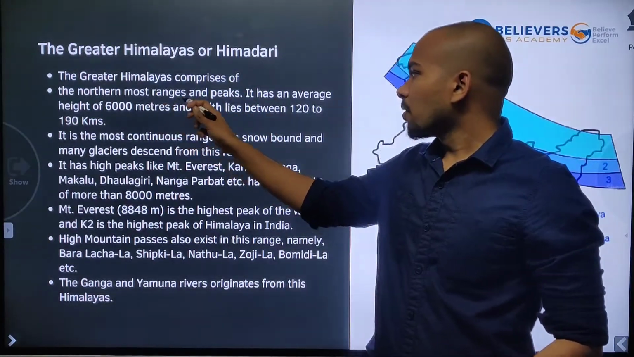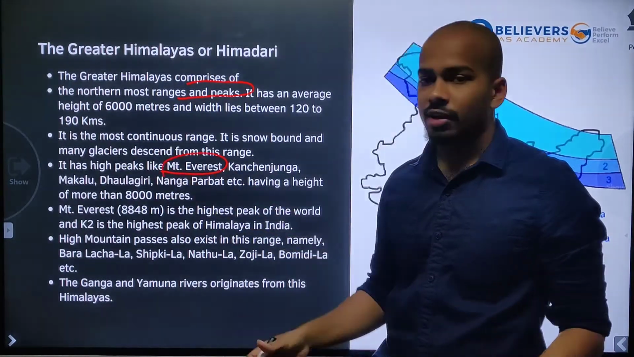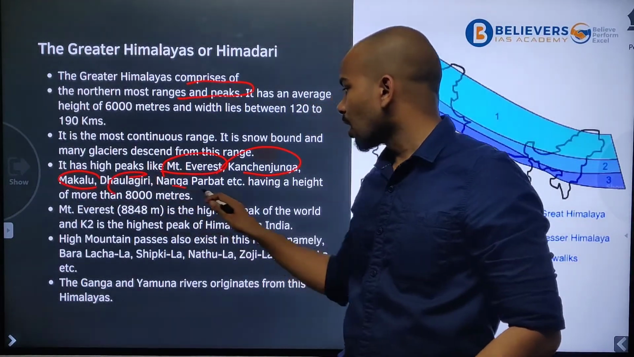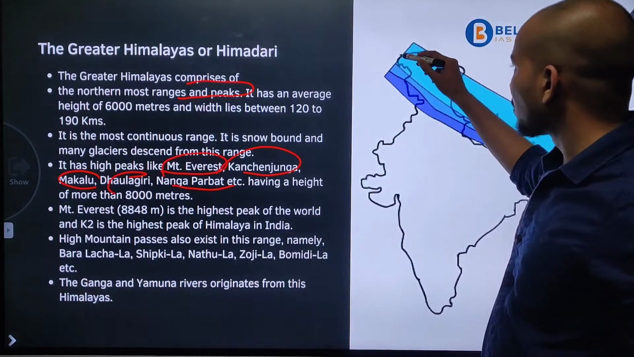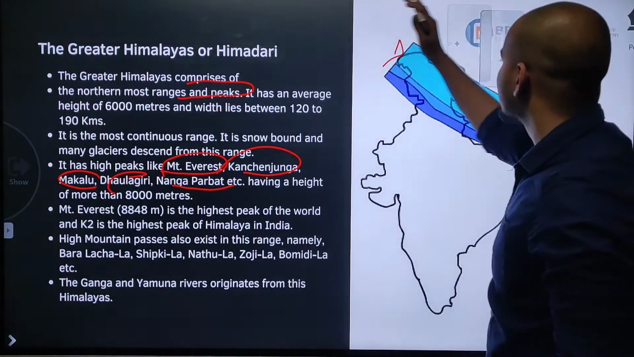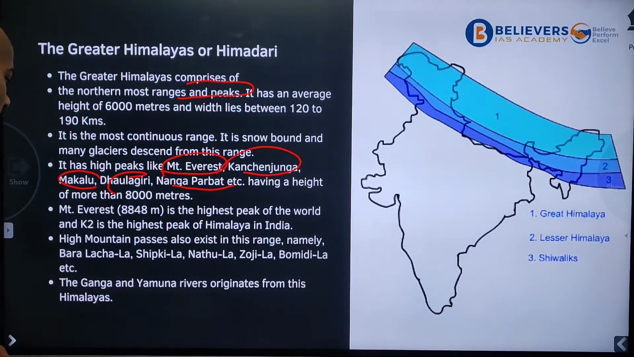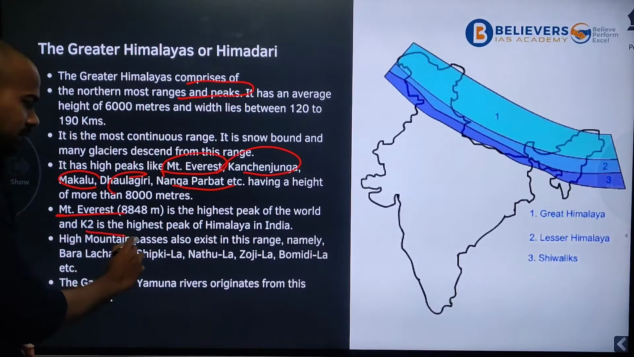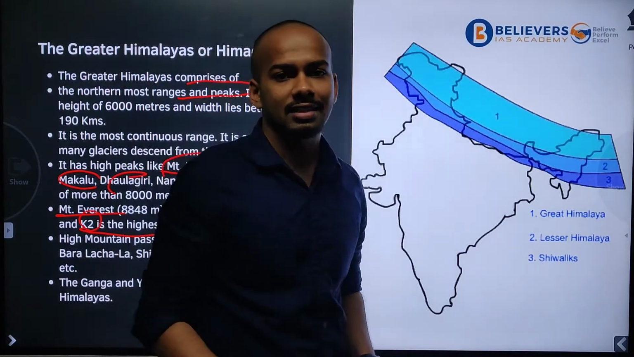So it comprises very important ranges and peaks like Mount Everest, which is a part of the Greater Himalayas, even the Kanchenjunga, the Makalu, Dhaulagiri, Nanga Parbat, etc. are part of this Greater Himalayas. So it is marked by Nanga Parbat over here and Namcha Barwa in here. Alright, so that is the west and east extension, the extremes these peaks are going to mark. And actually, Mount Everest is the highest peak of the world, and K2 is the highest peak of Himalaya in India. So why K2? If you search in Google, you will find Kanchenjunga as the highest peak in India.